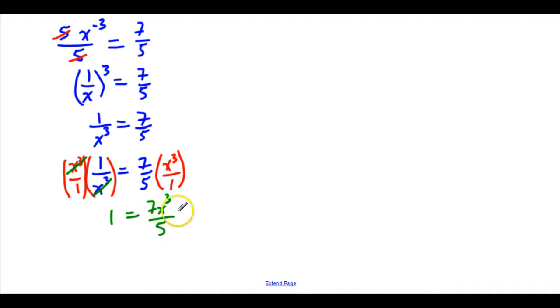divided by 5. Now, I still really want the x cubed to be alone, and so the same process I just went through here and up here, I can go through at this point. So I'm going to multiply both sides by 5. When I do that, the 5s will divide out on the one side, and I'll be left with just 5 on the other side.